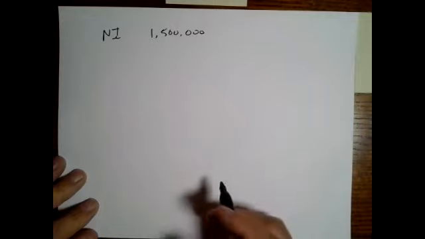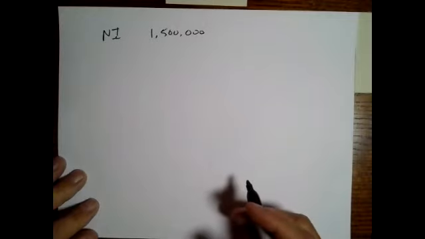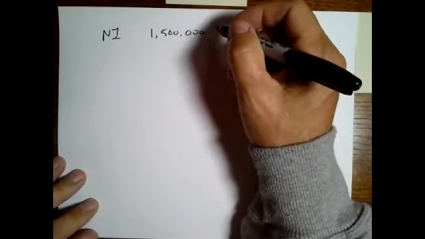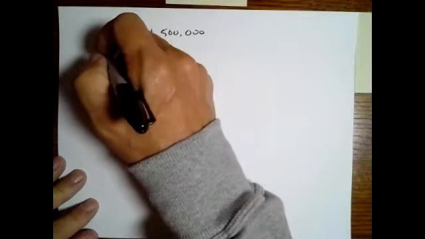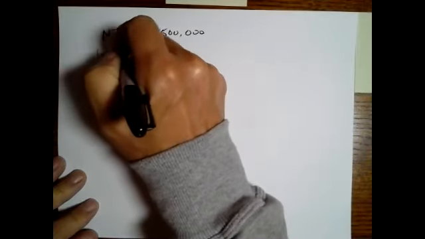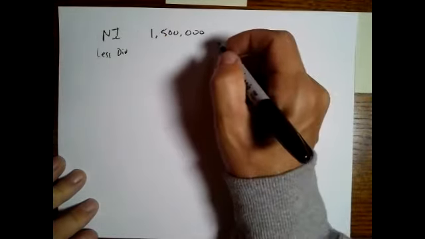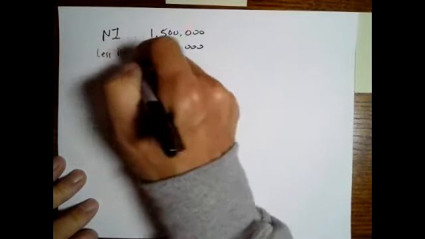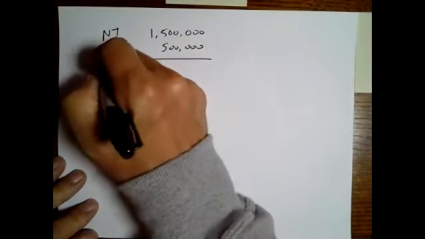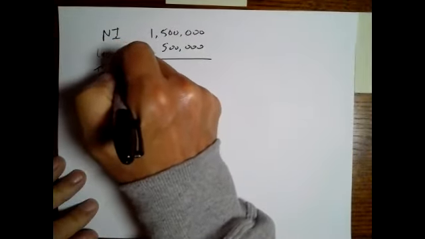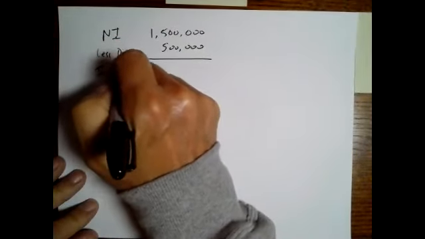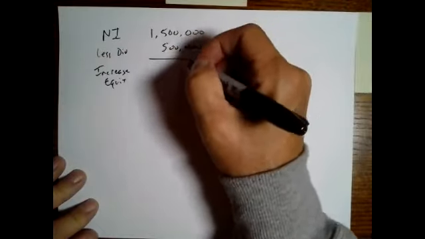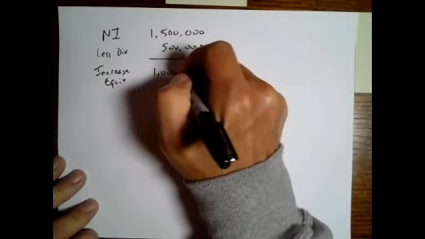The owners get to decide, do we want to retain that income in the organization and allow the organization to use those resources? Or do we want to extract those resources as a dividend? So they decide to take out of the business $500,000, and therefore the increase in equity in the business is 1.5 minus 0.5, or 1 million.